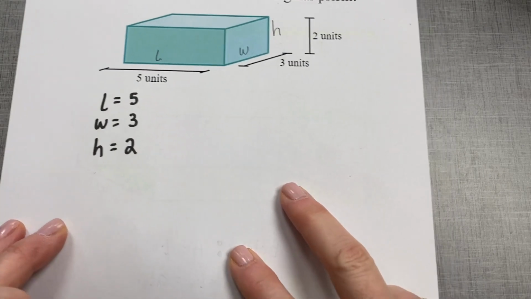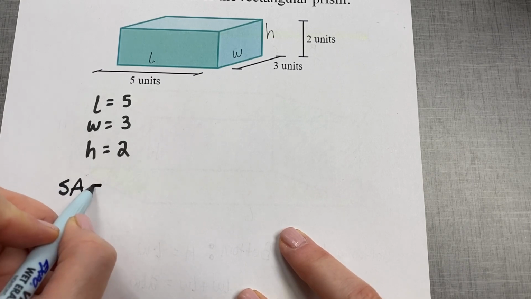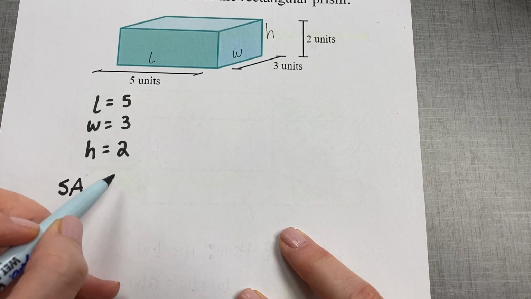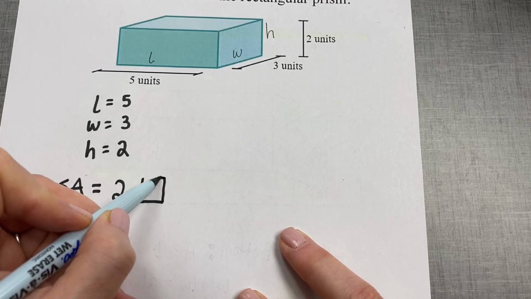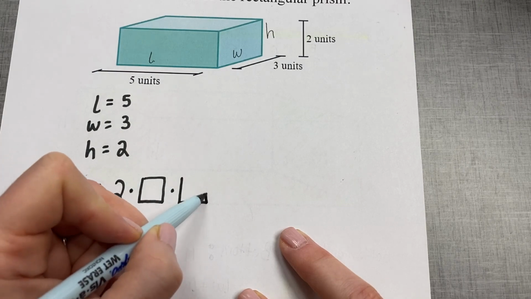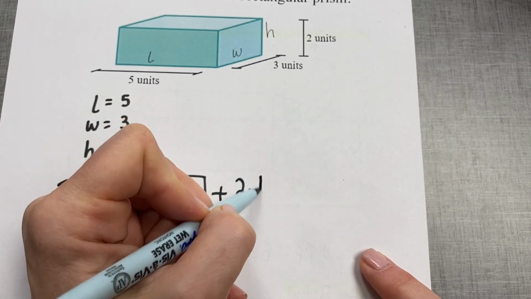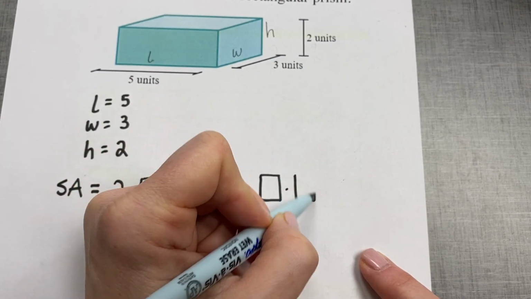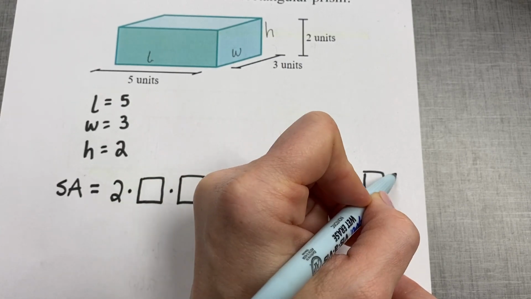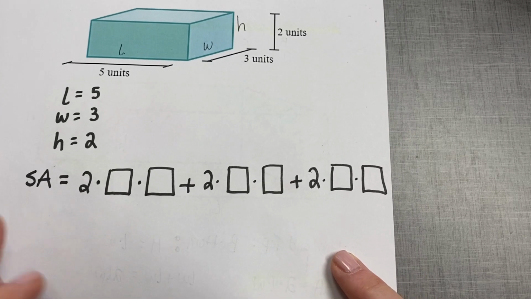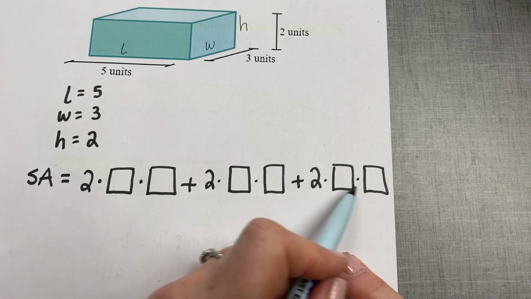Now, your formula. You know SA, surface area, equals, let's say 2 times, and then you know there's 2 dimensions behind here. So I'm going to put 2 boxes there. Then we're going to add 2 times another 2 dimensions, and finally 2 times another 2 dimensions. I would set that template up. Now, all you have to do is fill the correct numbers in.